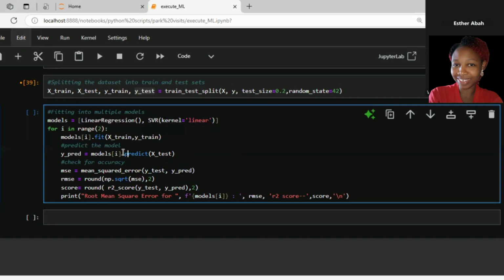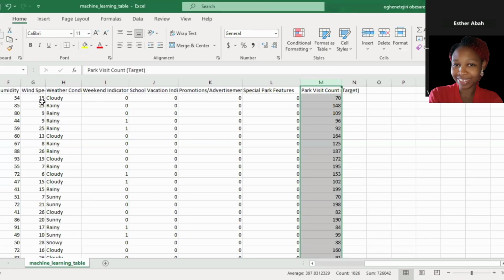So now, the 20% of the X test, we're going to pass it into the model. What you're trying to tell the model is, okay, we did not train you with this 20% of the features. So this is a new ball game entirely. So we feed it to the model, and predict the Y. That is, predict the number of visitors that will come based on this information set as it is.